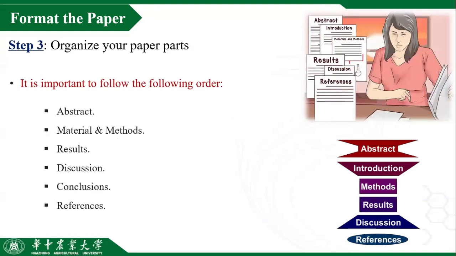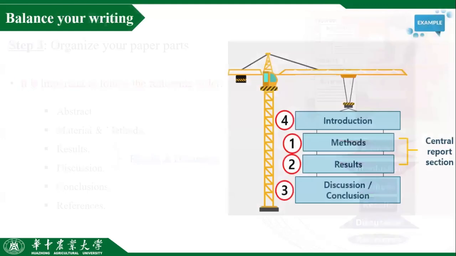After formatting is to organize your paper. We just said that some journals write the result before methodology, write the result and discussion in one section, and these different styles should be followed according to the journal instructions.